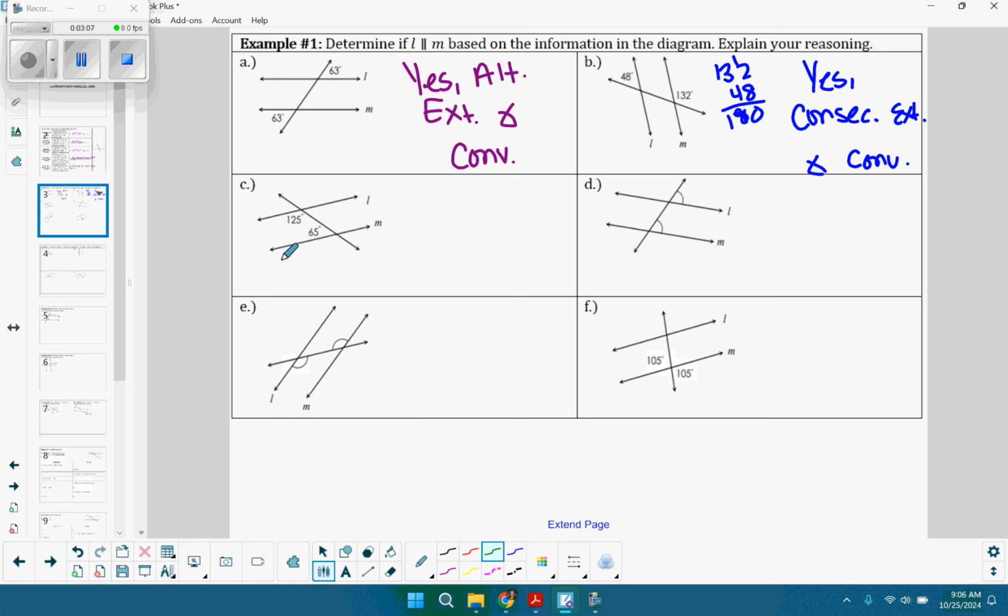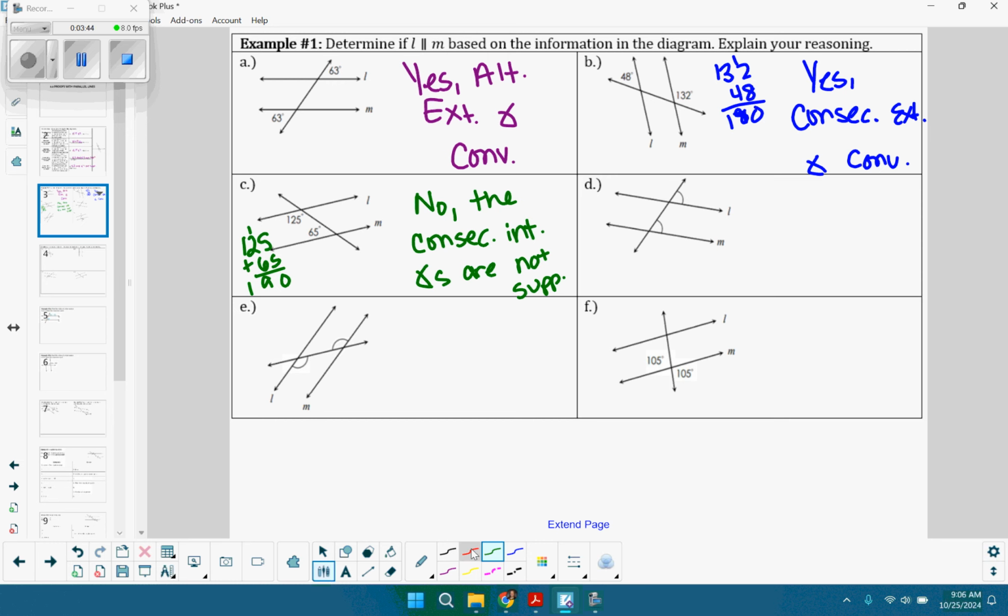For C, I have consecutive interior angles, which are also supposed to be supplementary. So if I check and add 125 and 65, I actually add to 190. So this is no, because they didn't fit what it should have been. So I'm going to say no, and I'm going to explain that the consecutive interior angles are not supplementary. So I'm explaining by saying I know what they were supposed to be, and I'm showing you that they're not.